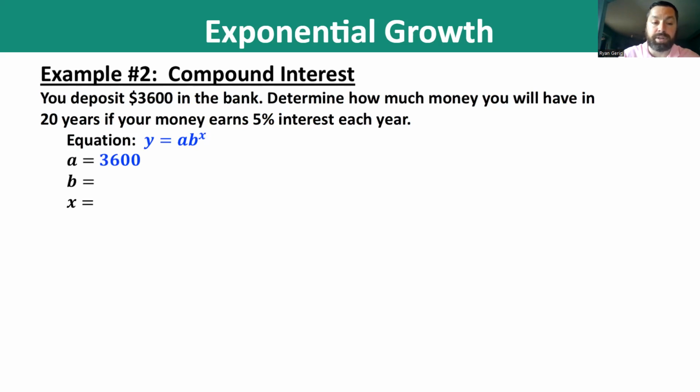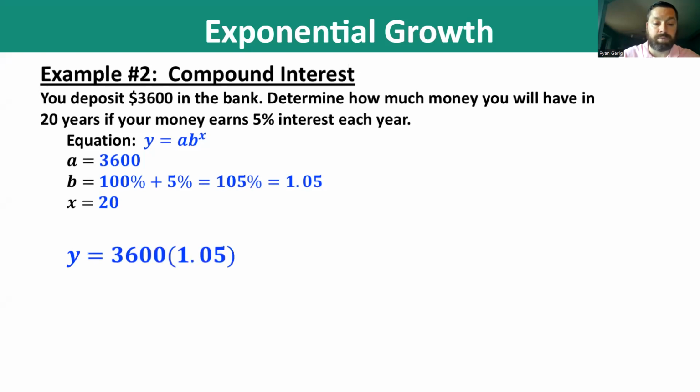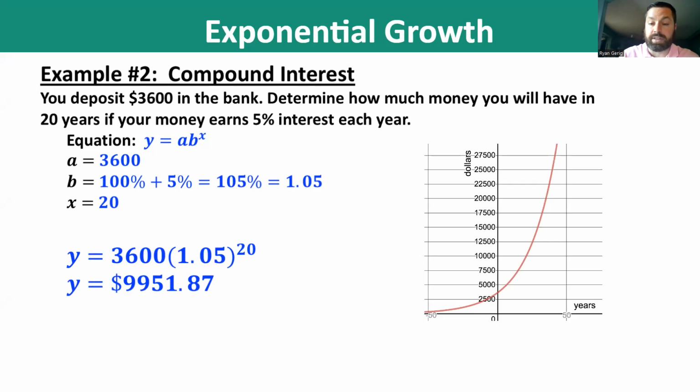A lot of people want to put 0.05. You've got to be careful. It's always 100% plus the new 5%, which is 105%. Written as a decimal, move the decimal 2 spots to the left, you get 1.05. x in this case is 20. So y equals 3,600 times 1.05 to the 20th power. You put that in the calculator and you will get $9,951.87. And that's the actual graph of what would happen. You can see it grows very quickly.